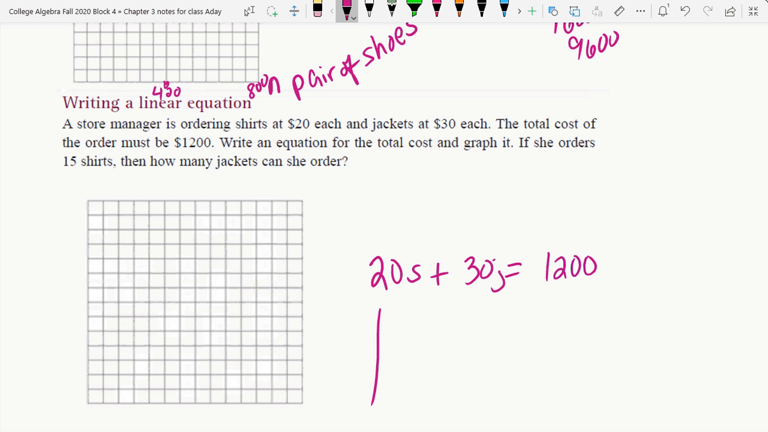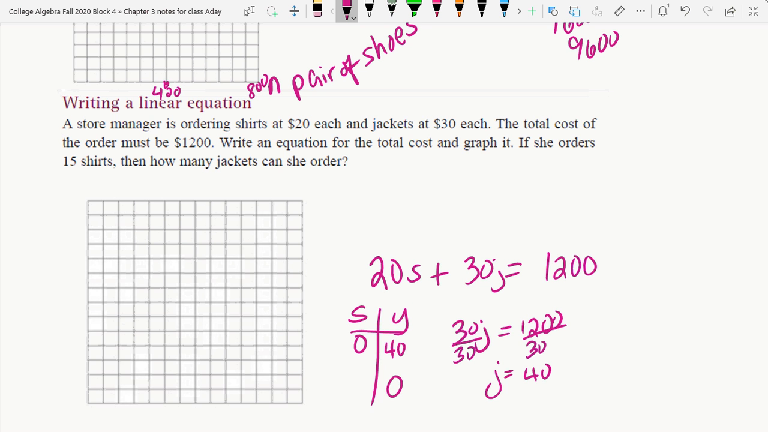So we're going to make an S. Let's find the S and J intercepts. So we're going to let S be 0. So if S is 0, we have 30J equals 1,200. Divide by 30. So jackets will be 40. And then if J is 0, we have 20S equals 1,200. So S would be 60.